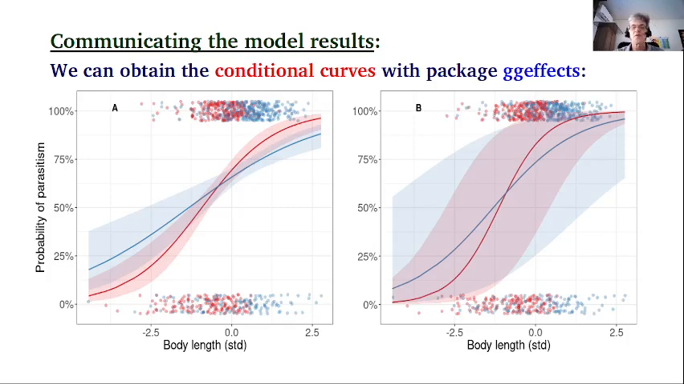In order to communicate the model results, besides the fitted parameters and 95% confidence intervals, we could obtain the conditional curves using the package ggeffects. We obtain those for only the fixed effects and for both fixed and random effects. This is why the width of the confidence band is much larger in plot B than in plot A. By and large, here we see that the relationship varies according to the sex, which is consonant with the statistically significant interaction that we found beforehand.